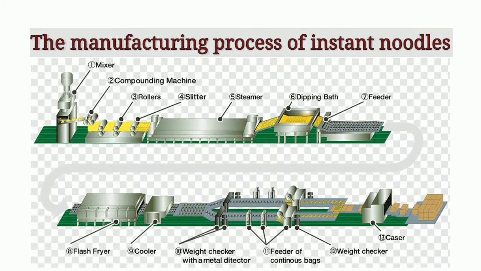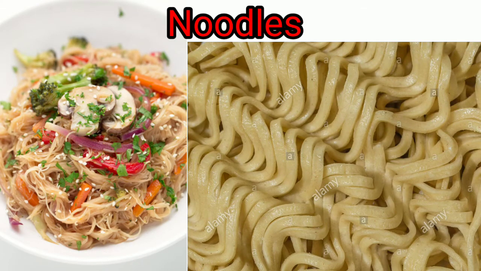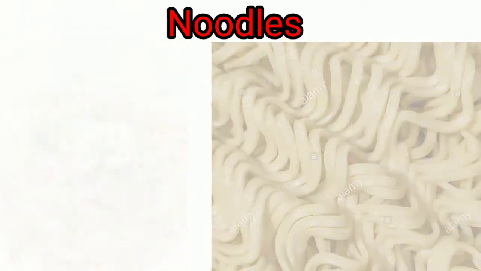The manufacturing process of instant noodles: 1. Mixer, 2. Compounding machine, 3. Rollers, 4. Sheeter, 5. Steamer, 6. Steaming bath, 7. Feeder, 8. Flash fryer, 9. Color and weight checker with a metal detector, feeder of continuous bags, weight checker and casing.